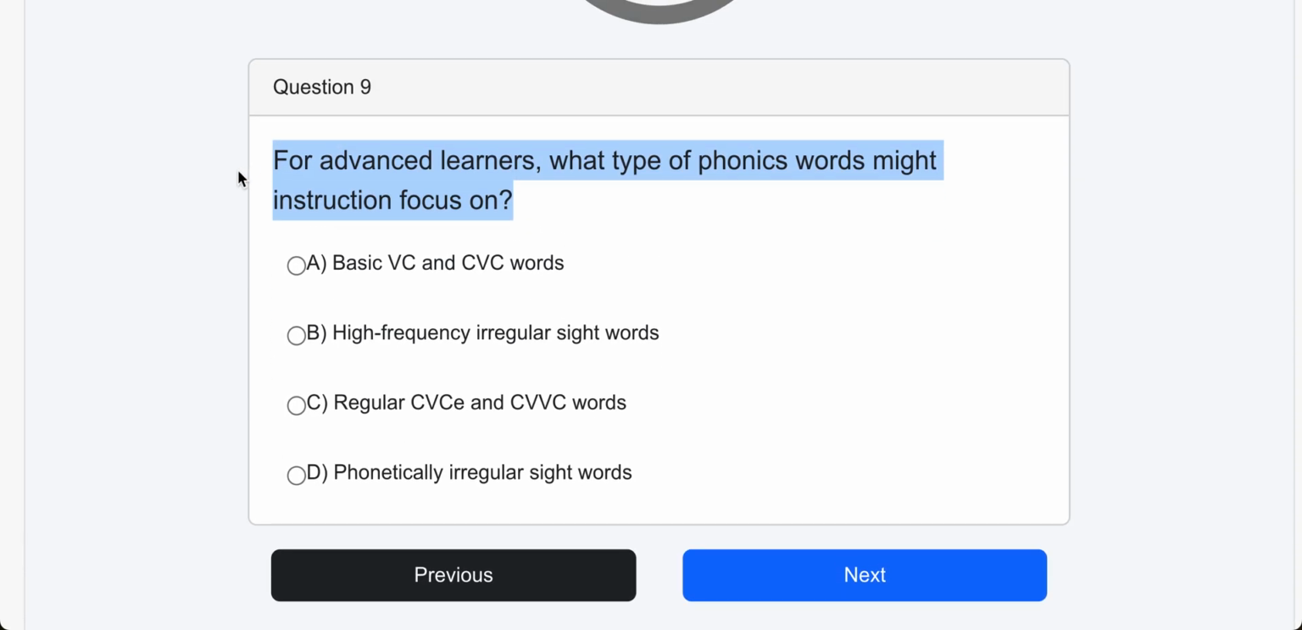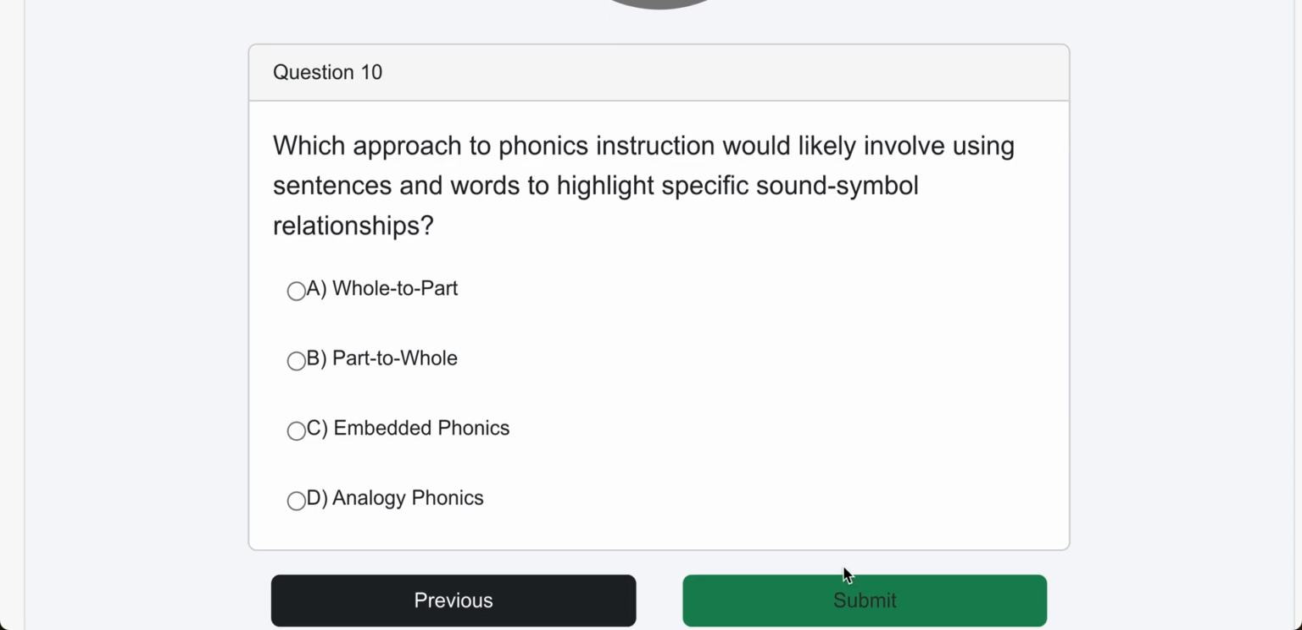We better get going. All right, so advanced learners typically focus on more complex phonics instruction patterns, and we can think of examples like CVCC, CCVC, and CVVC, as well as CVCE words. Remember, C stands for consonant, and V stands for vowel. So we're going to go ahead and select letter C right there. All right, moving on to question number 10.